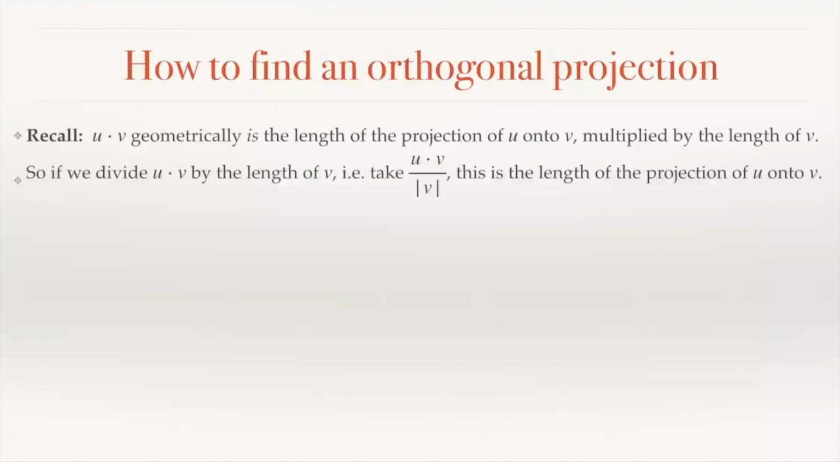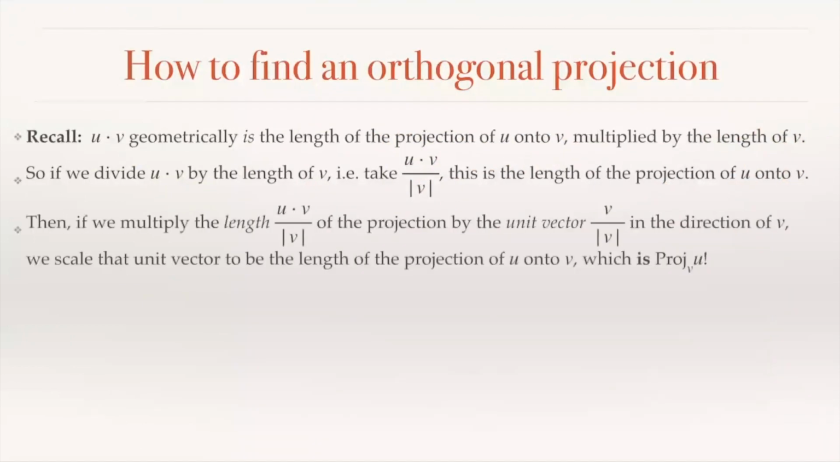Okay, so we know that U dot V geometrically is the length of the projection of U onto V multiplied by the length of V. So therefore, if we divide U dot V by the length of V, i.e. take U dot V over the magnitude of V, then that is the length of the projection of U onto V. So just dividing both sides by this length of V. And then if we multiply that length of the orthogonal projection by the unit vector in the same direction as V, then we scale that unit vector to be the length of the projection of U onto V and facing in the same direction of V, which is the projection of U onto V.